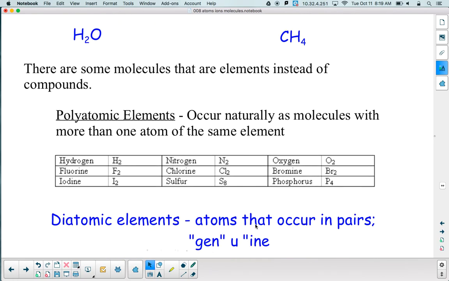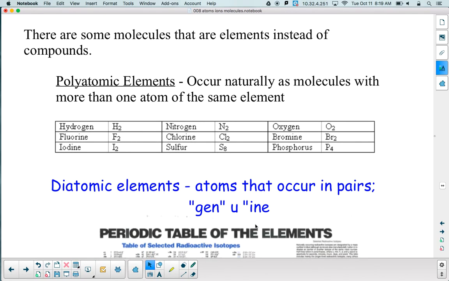Not all molecules are compounds. Some of them are elements instead of compounds. We have a group of what we call polyatomic elements. These are elements that occur naturally as molecules with more than one atom of the same element. Hydrogen, fluorine, iodine, nitrogen, chlorine, oxygen, and bromine are all what we call diatomic elements. They always occur in pairs.